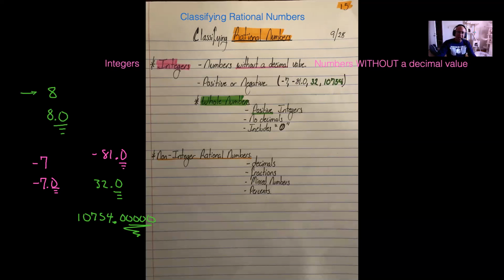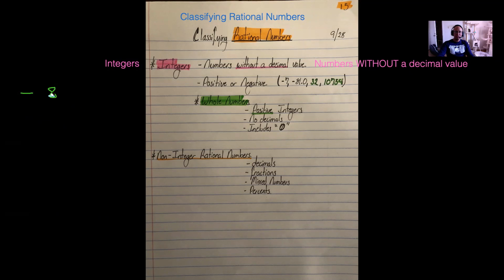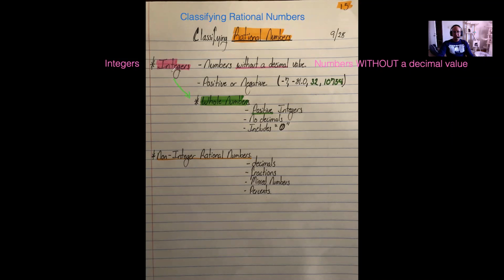Okay, now within integers, ladies and gentlemen, we have a special group of numbers. So these are still integers. We're still talking about integers. These integers, however, are known as whole numbers. And whole numbers are simply positive integers. So if you have an integer and that integer is positive, that makes it a whole number.